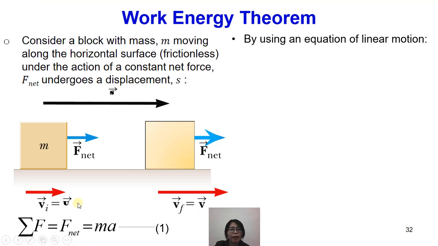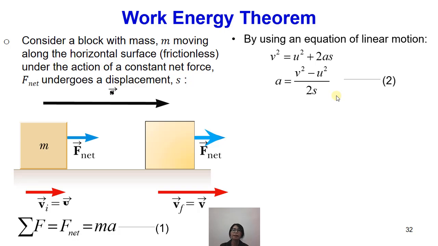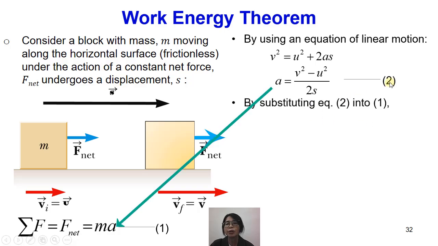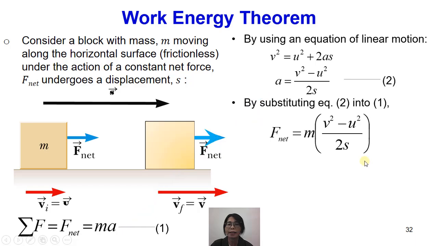motion, providing that the initial velocity is u and the final velocity is v, we are going to have v squared is u squared plus 2as. So I rearrange the equation. The acceleration will be v squared minus u squared over 2s. I put this as equation 2. Then I substitute equation 2 into equation 1. Then I'm going to have F net equal to m times v squared minus u squared over 2s.